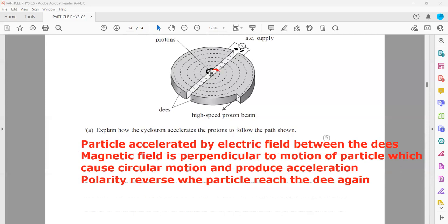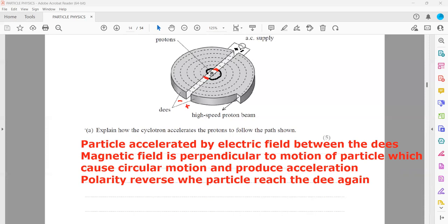And then between the Ds, it will deflect. When it reaches the terminal, now it changes. So when it completes its cycle, its rotation in one D, then the terminal changes. It does not change when it is in between. So then it becomes negative and positive. That causes the proton to accelerate again.